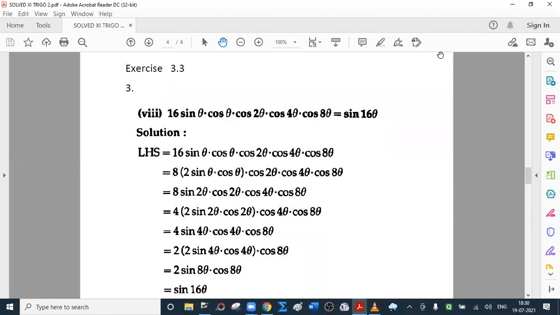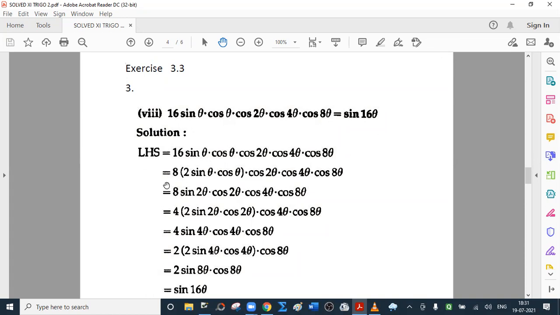Now, exercise 3.3, third one, sum number 8. This is an interesting sum. Just listen to me, but do write the solution after the lecture. Prove that 16 sine theta cos 2 theta cos 4 theta cos 8 theta is equal to sine 16 theta. Now, I have begun with LHS.